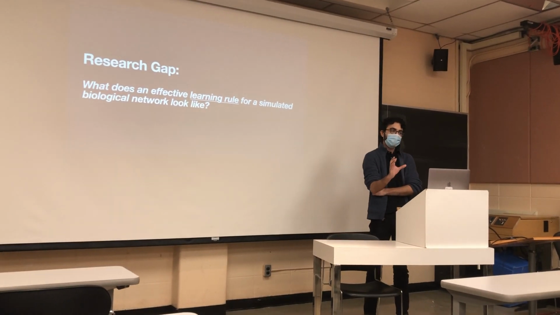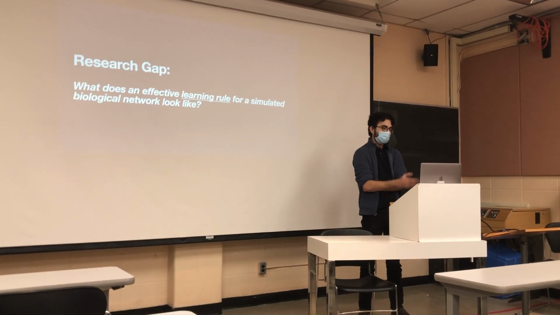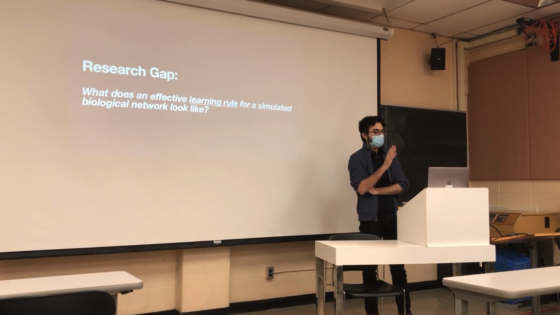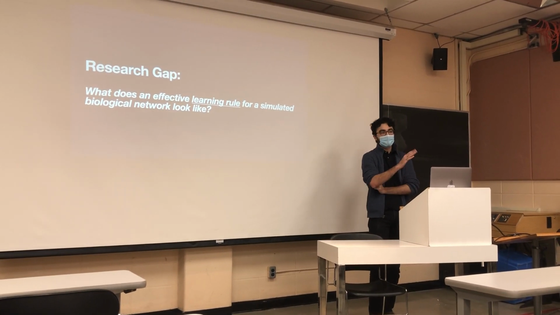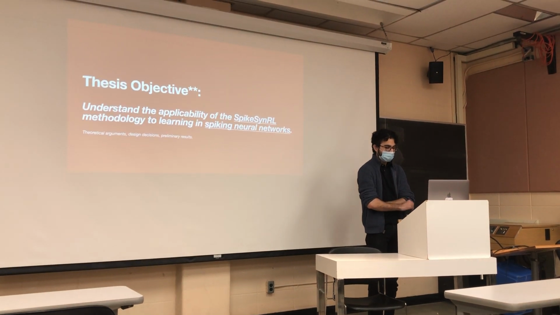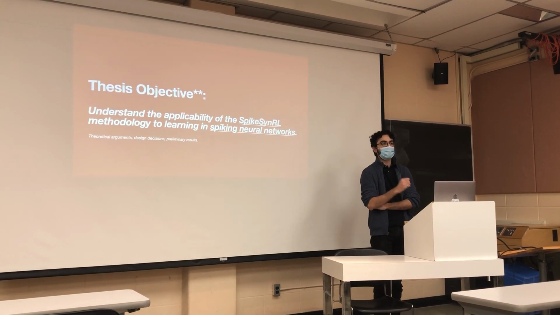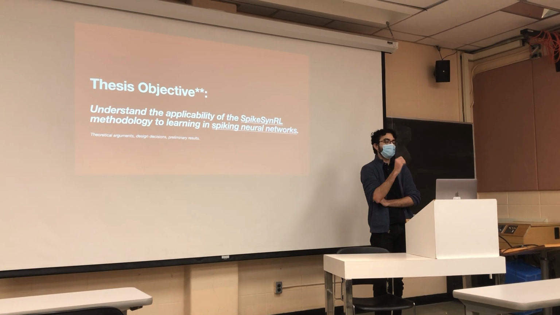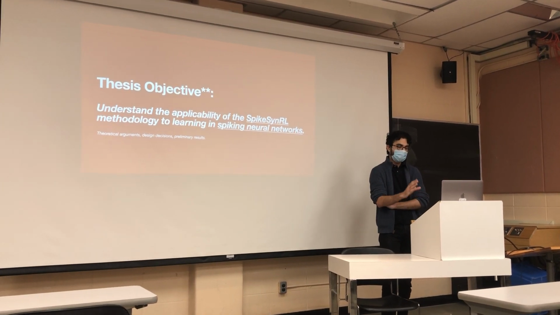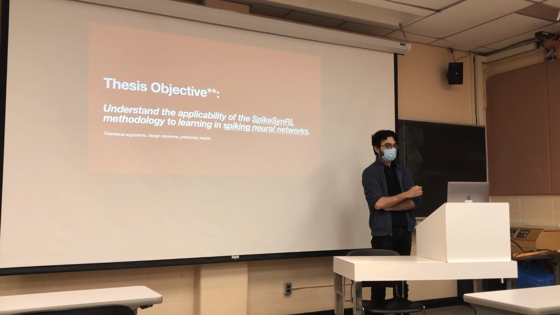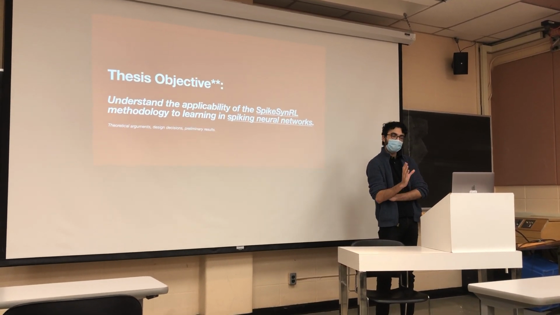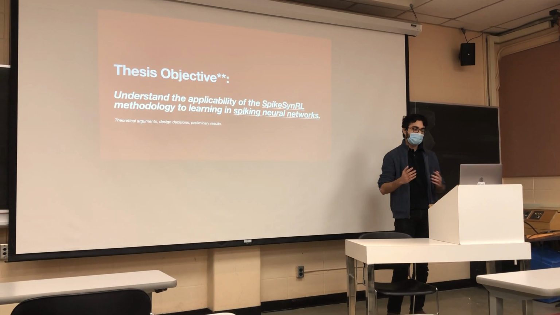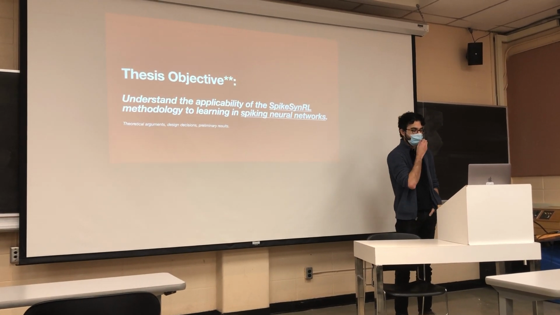More specifically, though, I want to scope it to simulations. What I'm trying to find out is, what does an effective learning rule look like for simulated biological networks? This is a very ambitious topic. It's an entire field in and of itself, so the specific objective of my thesis is to understand the applicability of this thing called Spikes in RL that I've created. I'll describe it briefly later. But I'm trying to understand how well that can be applied to a specific class of neural network simulations called spiking neural networks, which I'll also describe right now.